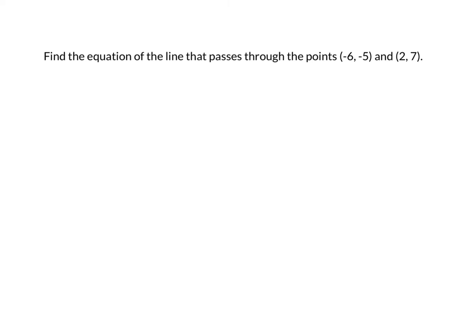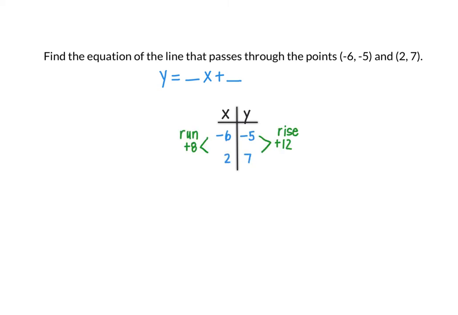What if we're given 2 points like (-6, -5) and (2, 7), and asked to find the equation of the line without being given a grid? We could use a table of values. Recognizing that the 2 points are ordered pairs that can be positioned in our table, we can then use our table to find our rise and our run.